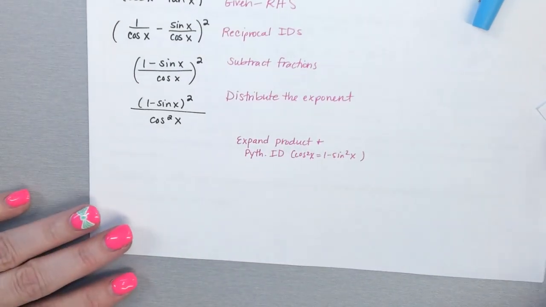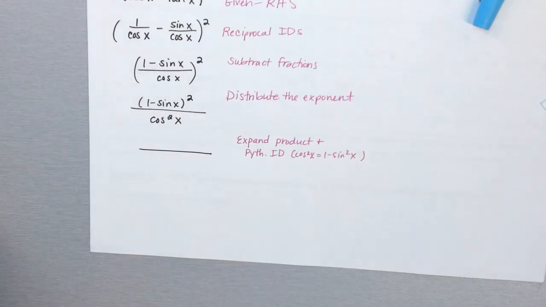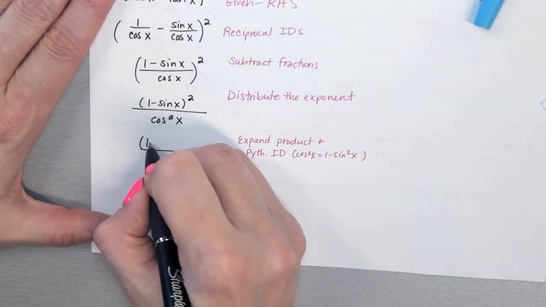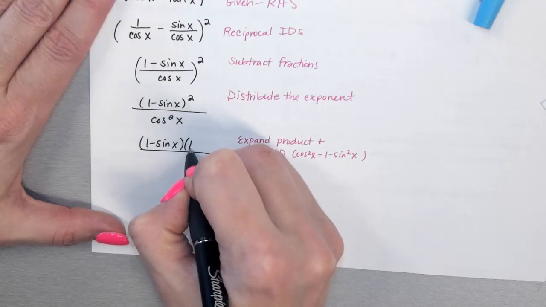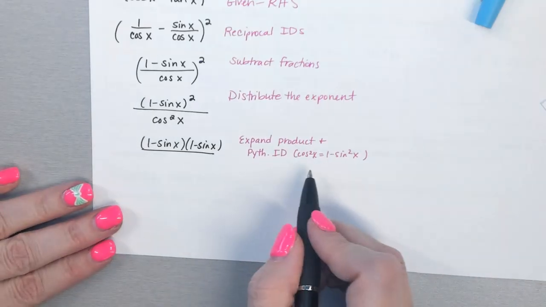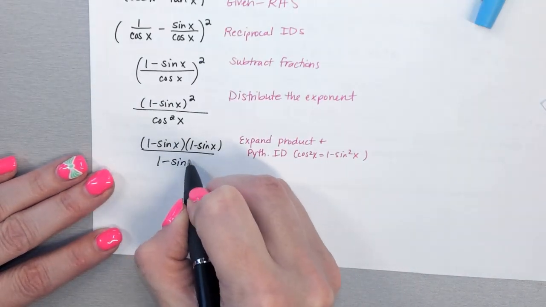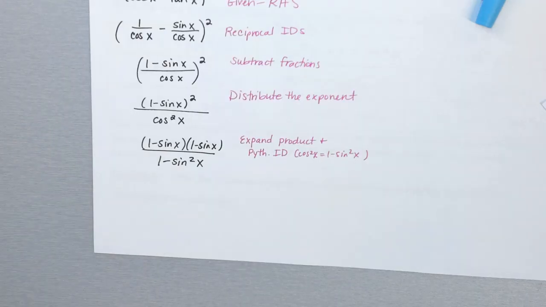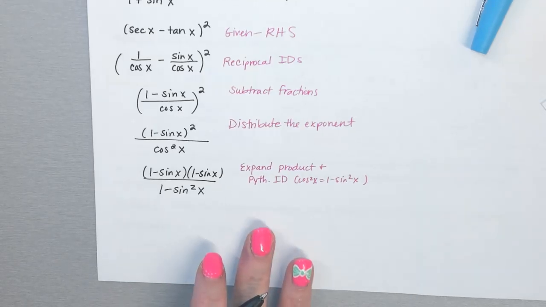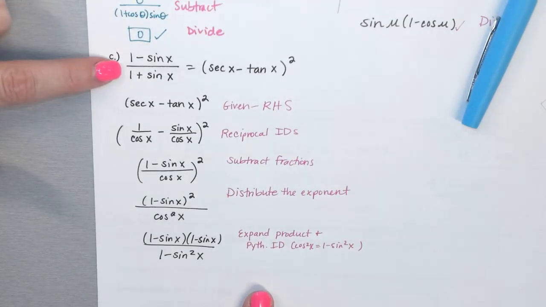Okay, so sometimes you are just going to rewrite this. So 1 minus the sine squared, I just want you to write it as 1 minus the sine of x times 1 minus the sine of x. Okay, and then we know the Pythagorean identity is 1 minus the sine squared of x. And remember, we're trying to get here.